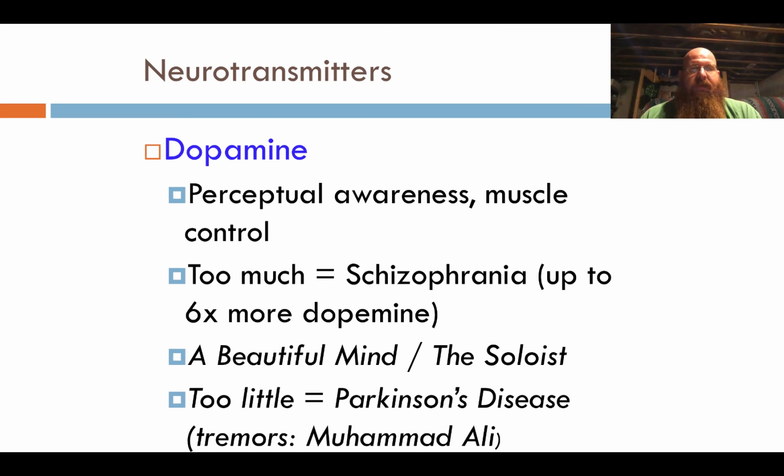Dopamine, again, perceptual awareness, being aware of what's going on, and again, muscle control. If you get too much, you get something called schizophrenia. We'll talk at length about this because my brother actually suffers from schizophrenia, and I'll show some different videos of him. So too much, you'll end up with schizophrenia. Too little, you can get what's called Parkinson's disease.